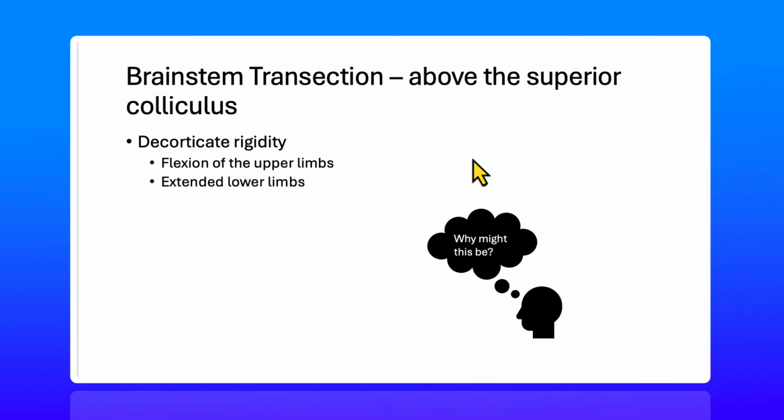Why is it that in decerebrate rigidity there's extension in both upper and lower limbs, but in decorticate rigidity there's only flexion in the upper limbs but still extension in the lower limbs? It would be nice and symmetrical if in decerebrate rigidity there was extension in both upper and lower limbs, and in decorticate rigidity there was flexion in both. But what you see in fact is that the main difference in decorticate rigidity from decerebrate rigidity is that there is flexion of the upper limbs. And so why might this be?